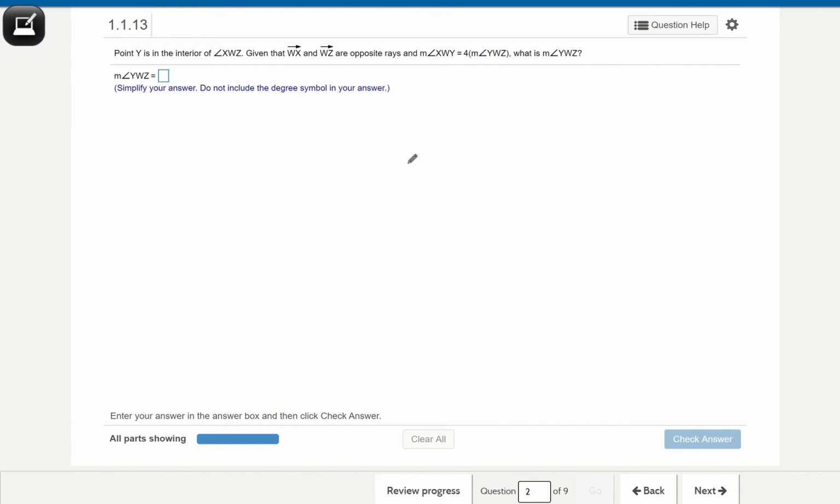Remember that opposite rays are two rays that are in opposite directions from each other, right? So in this case, let's say that's a ray. And then this other one is another ray. Those would be opposite rays. Now, obviously, they share a point, and that point is W because one of them is WX and the other one's WZ. So those are my two opposite rays there, WX and WZ.